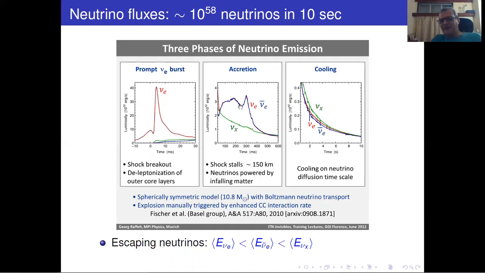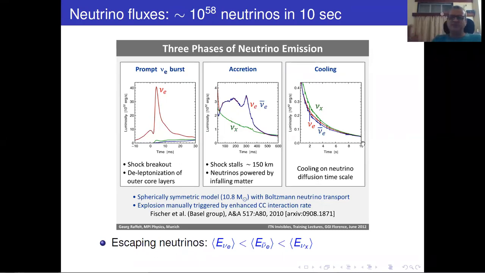After that, you get neutrinos of all species: nu_e, nu_mu, nu_tau, nu_e bar, nu_mu bar, nu_tau bar. In the accretion phase, the infalling matter is still falling inside. And then in the cooling phase, the star has now reasonably stabilized. Note that the star has stabilized, the neutrino process has stabilized. Note that all of this happens in only about 10 seconds.